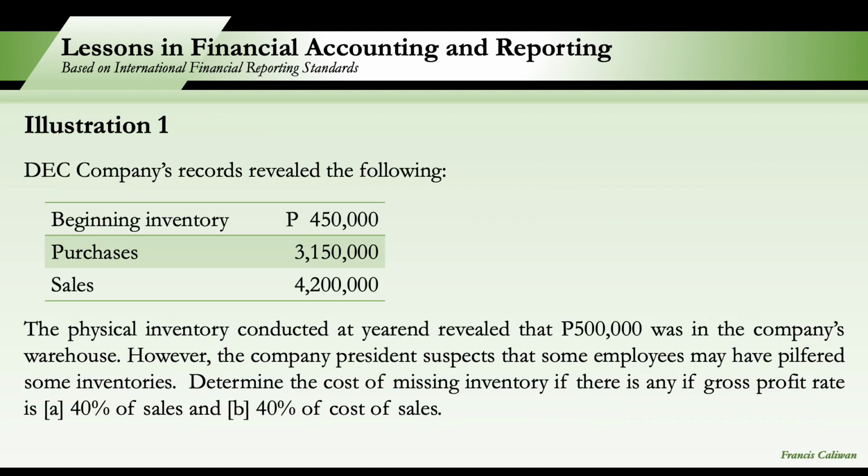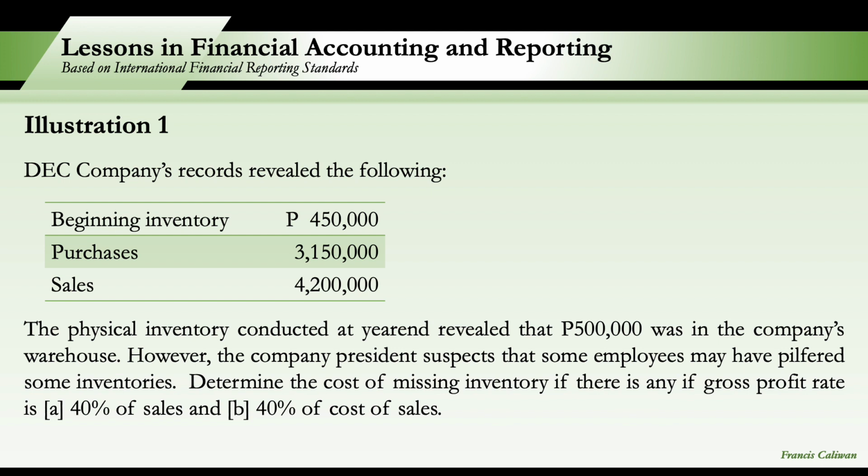So to illustrate the gross profit method of estimating the cost of ending inventory, let us have some illustrations. Illustration number one is about DSC Company. DSC Company's records revealed the following. Beginning inventory is 450,000, purchases is 3,150,000, and sales of 4,200,000.